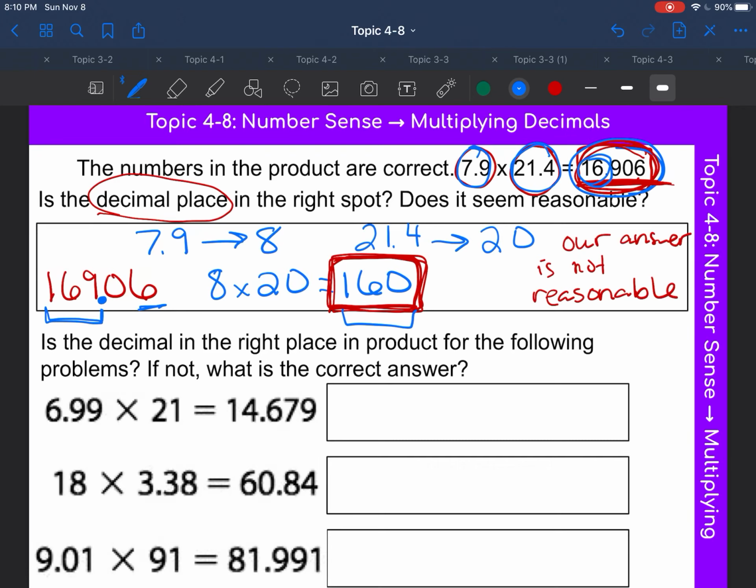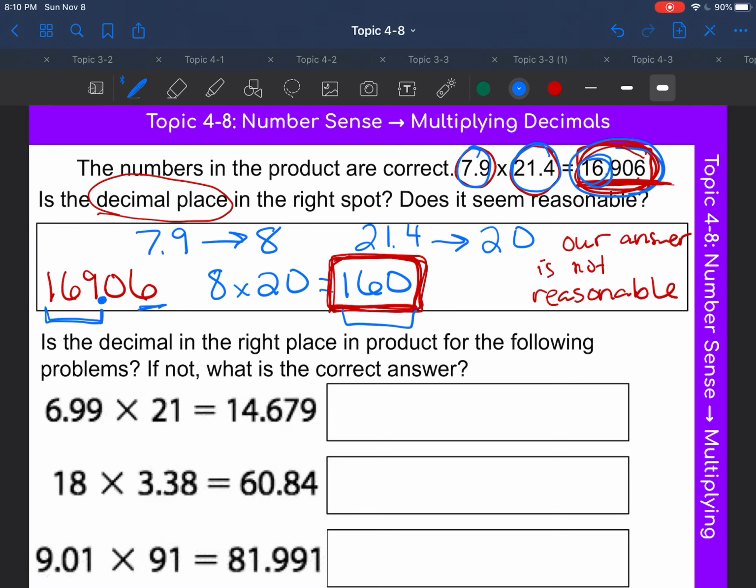And that's basically what we're doing. I bumped this lesson to the middle of the topic because I think it's really important to understand the number sense of it. When we start multiplying decimals by decimals and whole numbers by decimals, and you have your decimal place in your answer, you want to make sure that decimal place is in the right spot. So knowing how to determine that is really important.